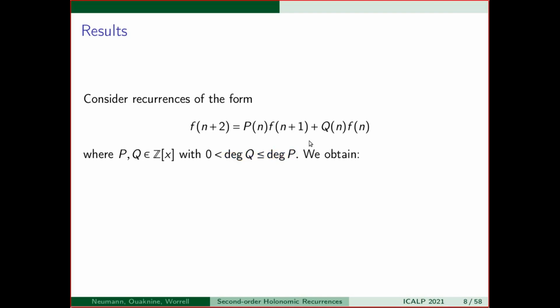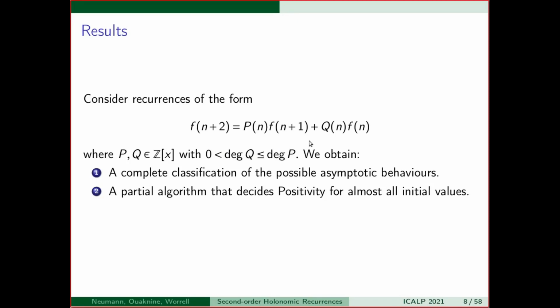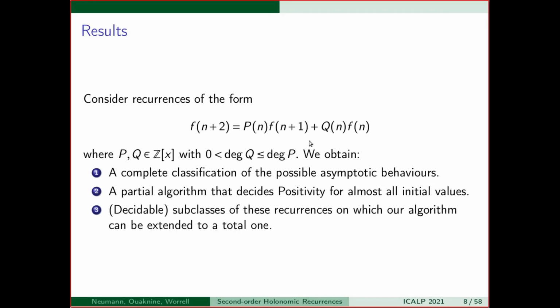So we obtain the following results. We get a complete classification of the possible asymptotic behaviors of these sequences. And as kind of a corollary to this classification, we get a partial algorithm that decides positivity for almost all initial values. And by looking a bit more closely, we get certain subclasses of these recurrences for which our algorithm is either already total or can be extended to a total one. These subclasses we can algorithmically recognize as well. Let me start with the classification result, which is really the central result of this work.